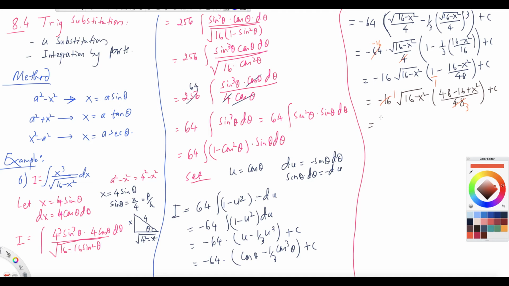So what do you get? What does the final answer look like? Negative under the root 16 minus x squared, right? And then that is 32 plus x squared, that is x squared plus 32 over 3, right? So the very final answer is negative 16 minus x squared and then x squared plus 32 over 3 plus c. That is the final answer. So it's a little bit of work, but it is not bad.